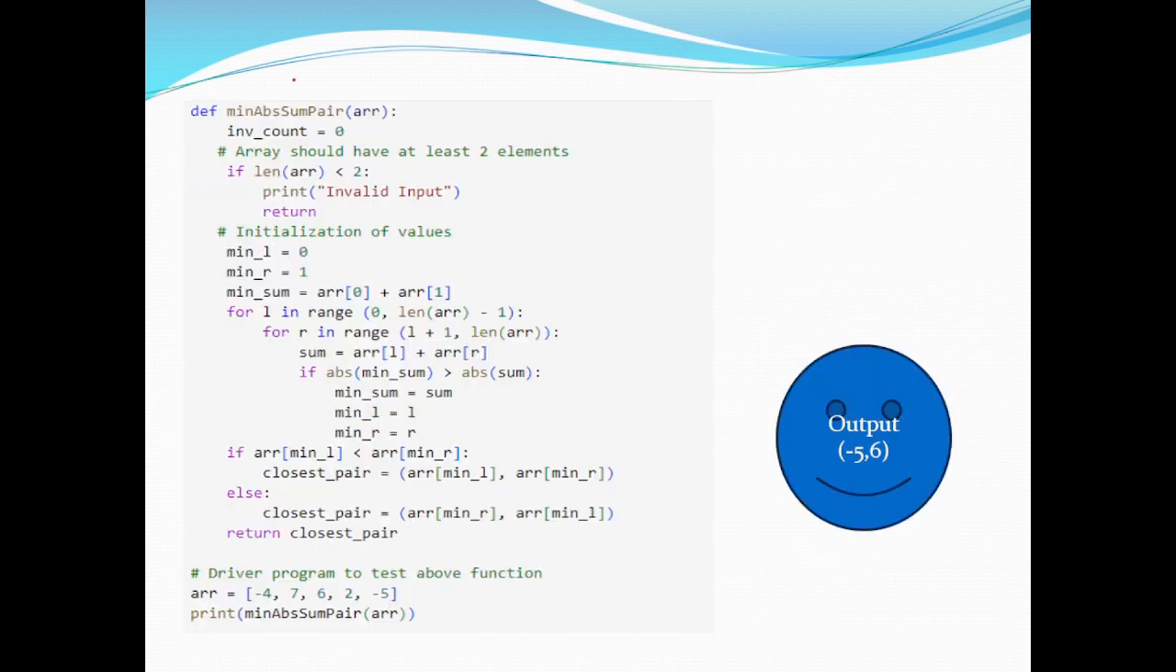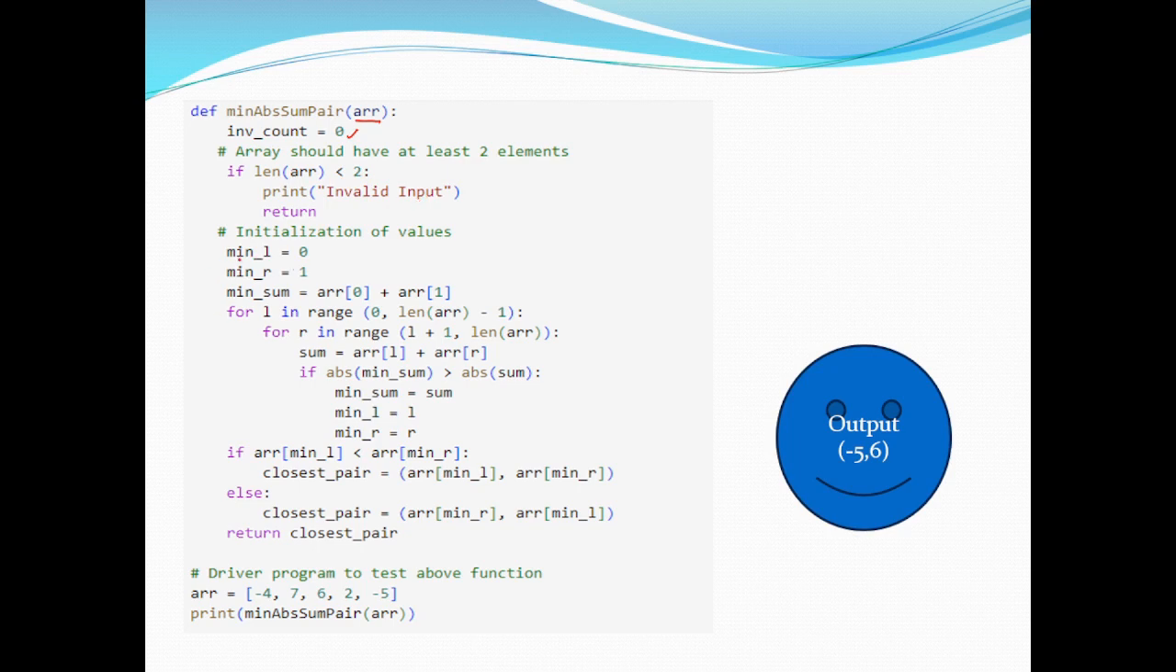So let's see how we have implemented it in Python. We have created a function minimum absolute sum pair, and here we are giving the array or list. I am giving the name as array, but I am providing a list. I have started the count with 0. And yes, the most important thing is that the list should have at least two elements, because if there are no two elements, then how will you calculate the sum?